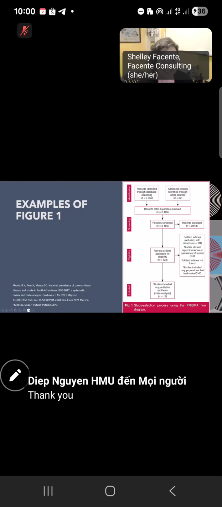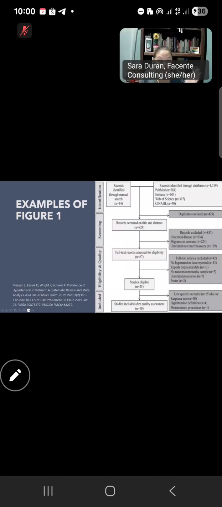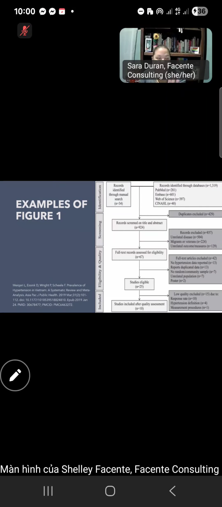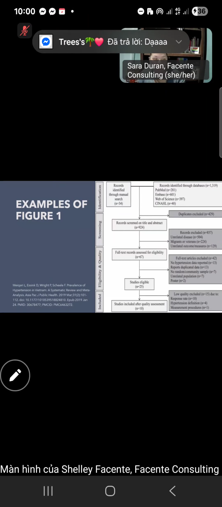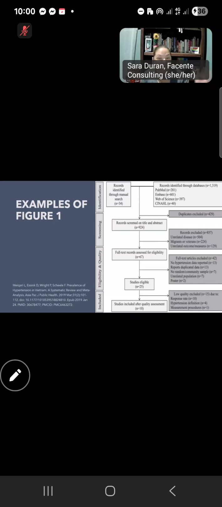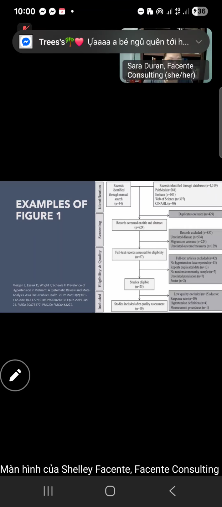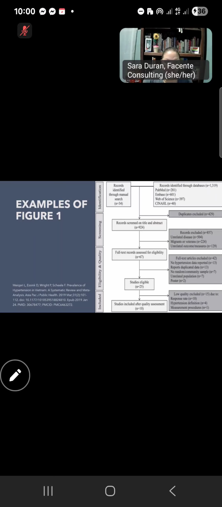Okay, thanks. Yeah, go ahead, Sada. Yeah. This is another great example of what was just said, right? Like in this particular figure 1, we see that the end result here of the studies included were only 10. So here they start off with the records that were identified through databases, and here they do specify from PubMed, Embase, Web of Science, CINAHL, all of these different databases, and they had 1,319 from there.